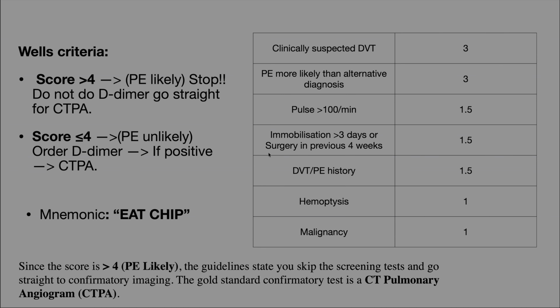Now, here is the golden rule. If the score is above 4, pulmonary embolism is likely. You stop and go straight to CTPA. You do not do a D-dimer. You only order a D-dimer if the score is 4 or less, where pulmonary embolism is unlikely. And you just do D-dimer to rule pulmonary embolism out.